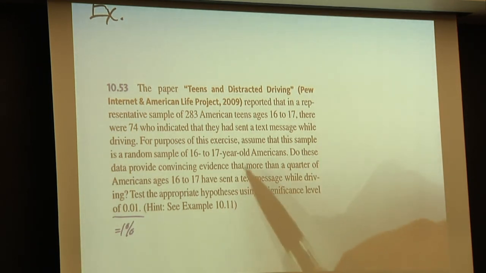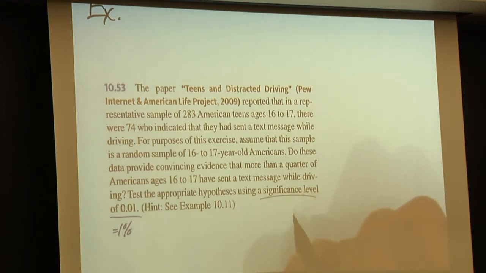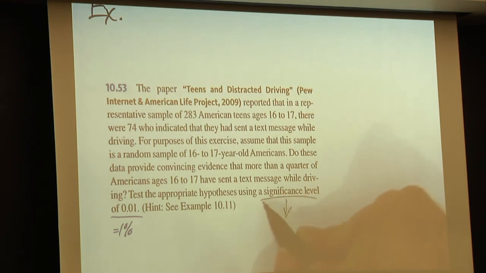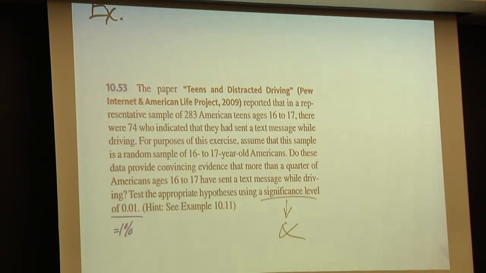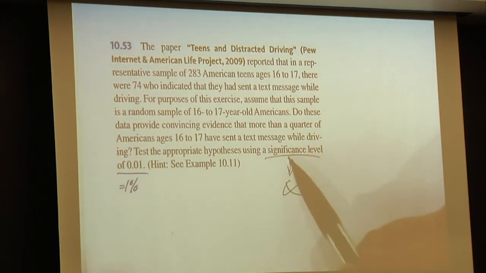Do these data provide convincing evidence that more than a quarter of Americans ages 16 to 17 have sent a text message while driving? Test appropriate hypothesis using a significance level of 0.01. This is a synonym. Significance level is the same thing as alpha. Alpha is your significance level, which is not your observed significance level. That is different. Okay? Significance level, alpha.